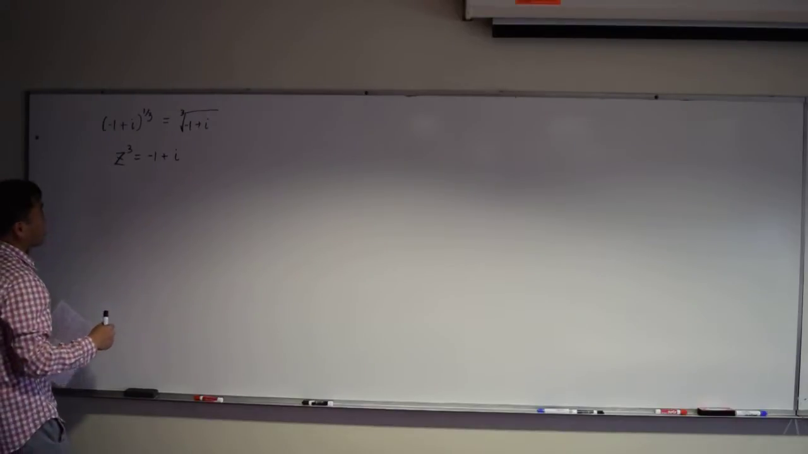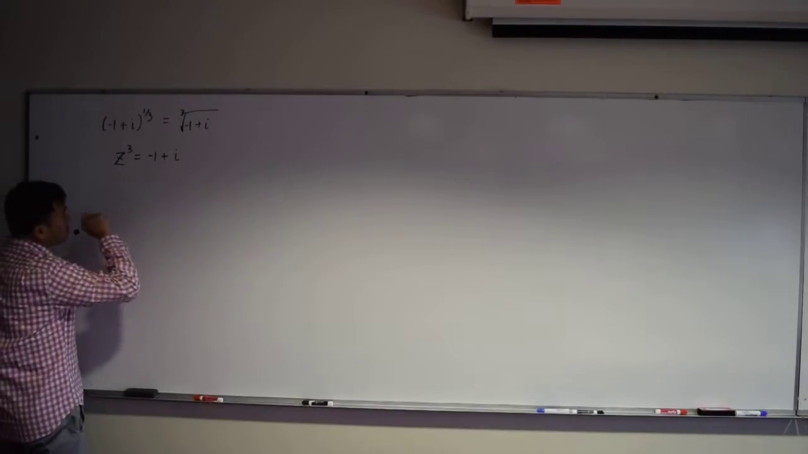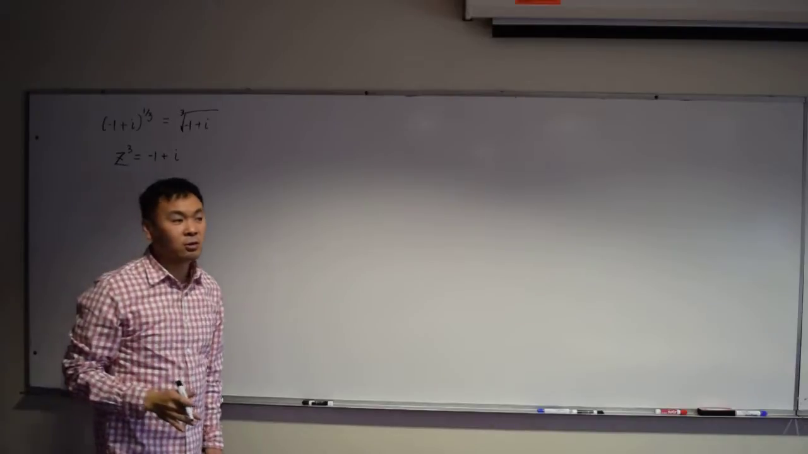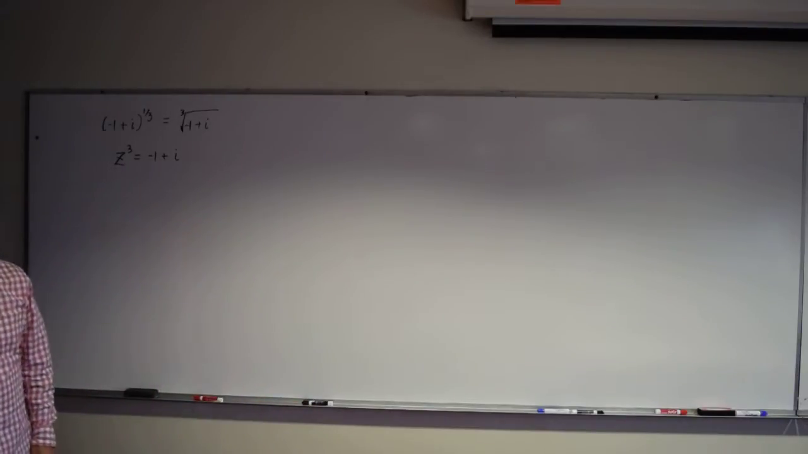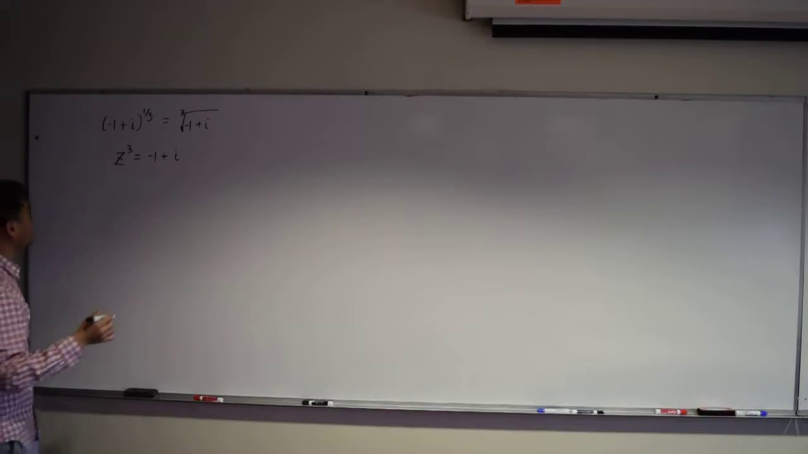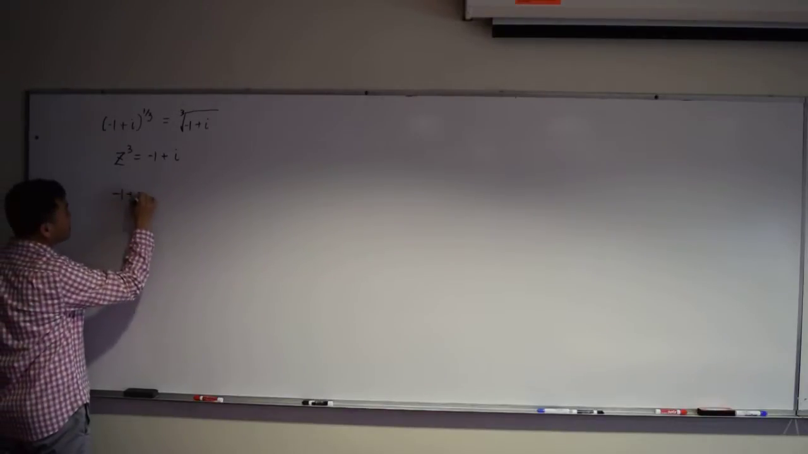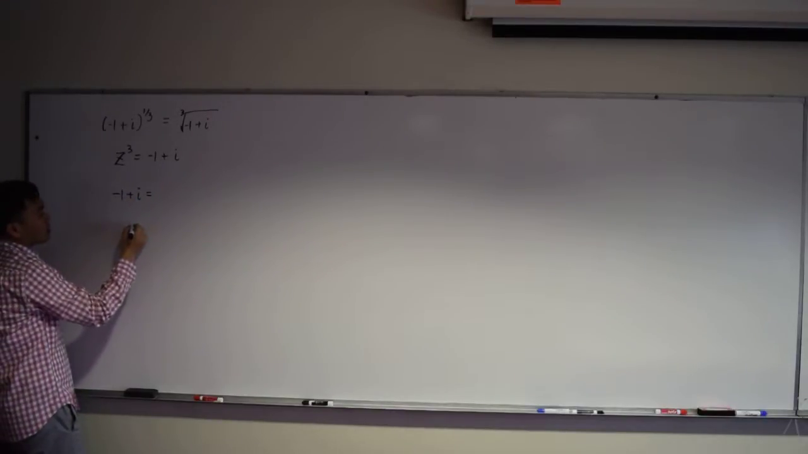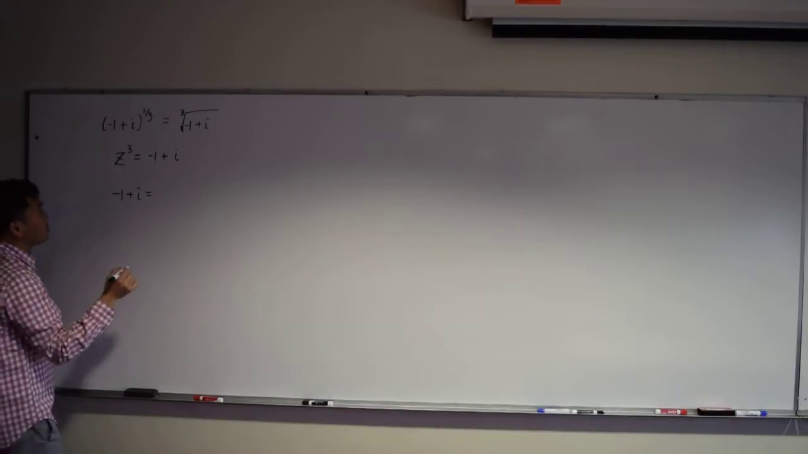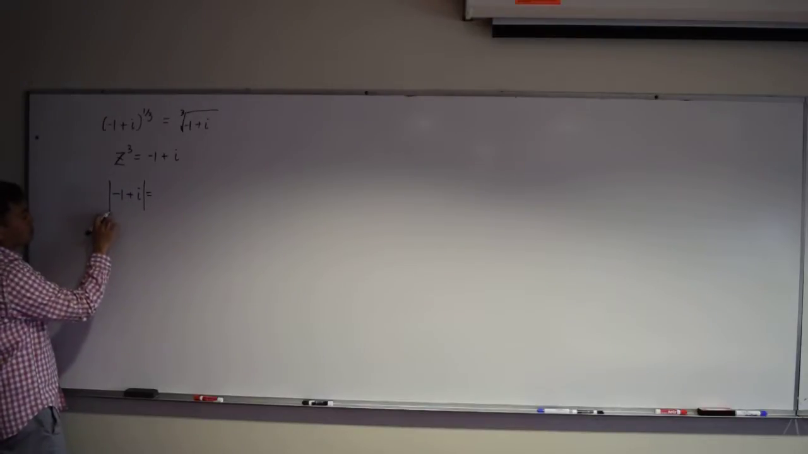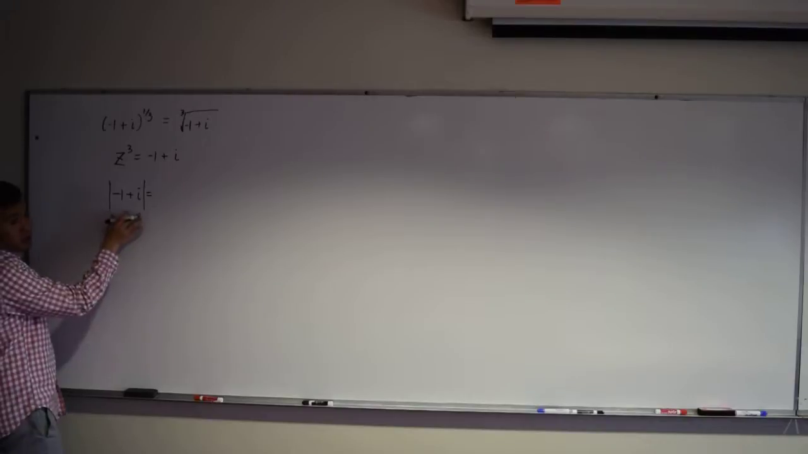All right, so let's try that. Now the key is to change both of them into polar form or Euler form. Both are good, but since I've already shown you how to do it using polar form, let me show you how to do it in Euler form. So let's see, negative 1 plus i. How do you change this into Euler form? Both in polar form or Euler form, you need its modulus and the angle.